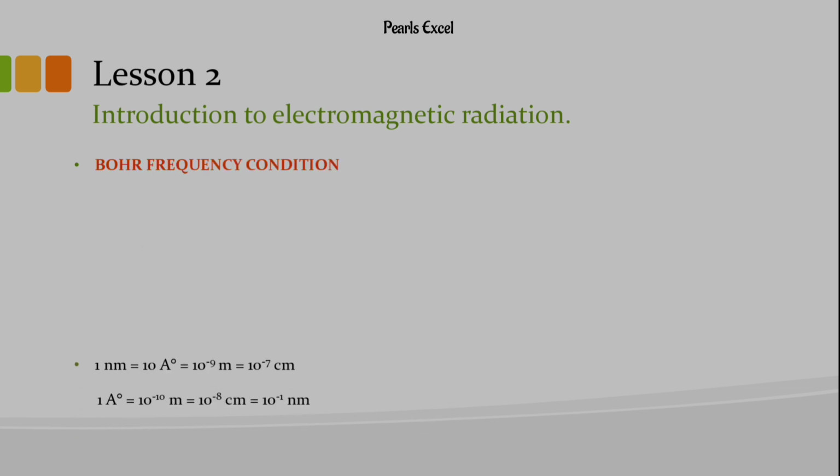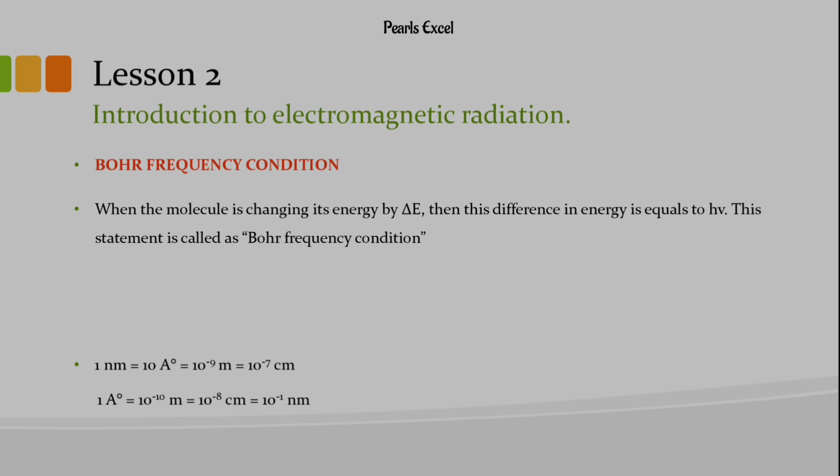Next theory is the Bohr frequency condition. When the molecule changes its energy by delta E, this difference in energy is equal to h nu. This statement is called the Bohr frequency condition. That is, delta E is equal to h nu. Finally, the overall interconversions of all the units are mentioned below.